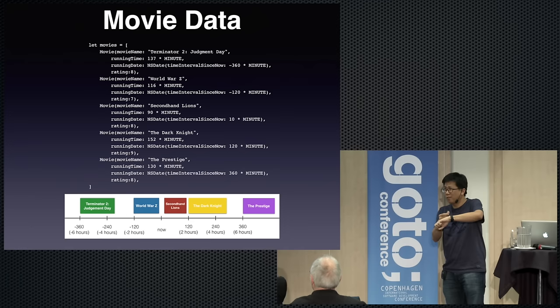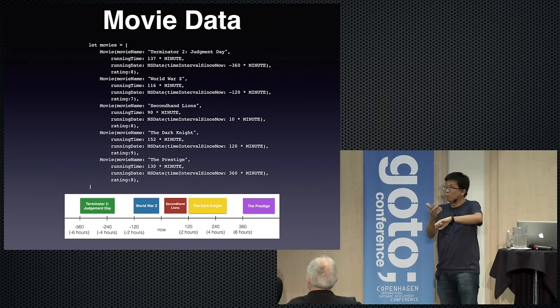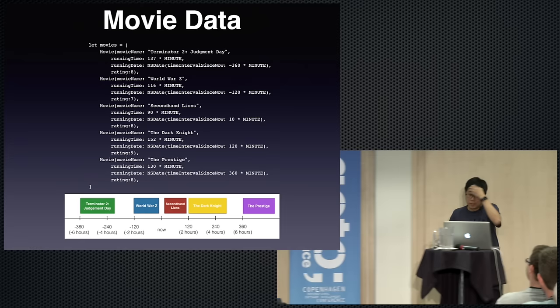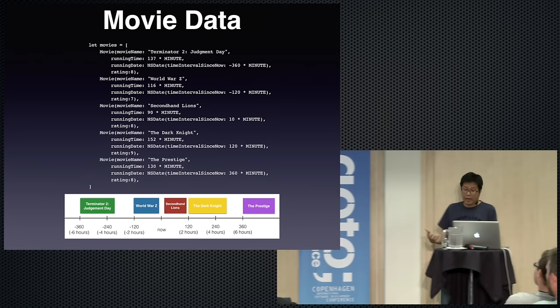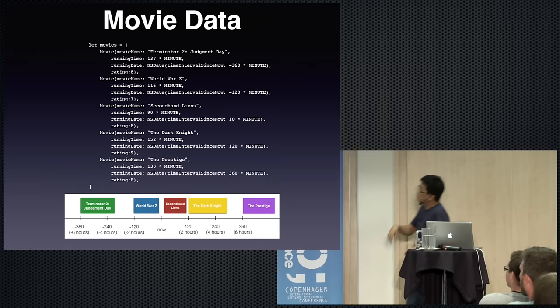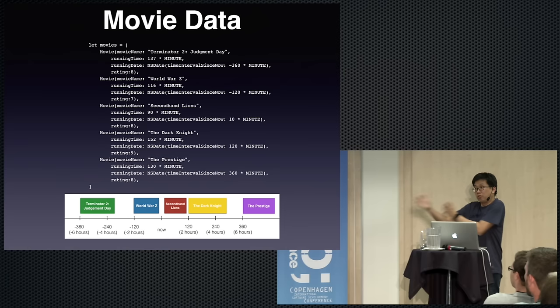And then you can turn 7 o'clock, what's the next movie? And if you want, you can always rewind and say, OK, today, 1 o'clock, what was the movie that was being played at the time? So a very simple simulation here. I have an array of structures. And this structure represents the movie name, the movie running time, how many minutes, when it is going to play, and what is the rating.